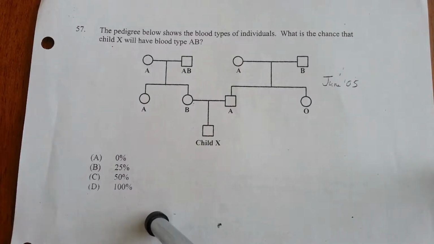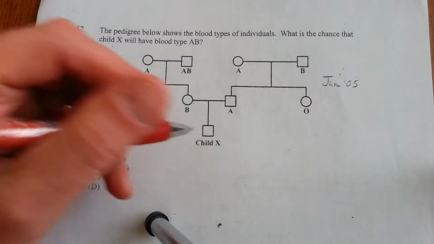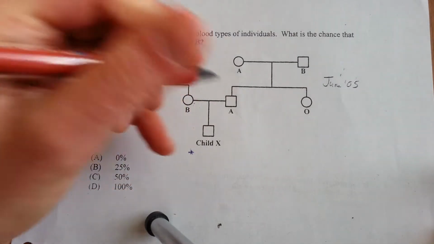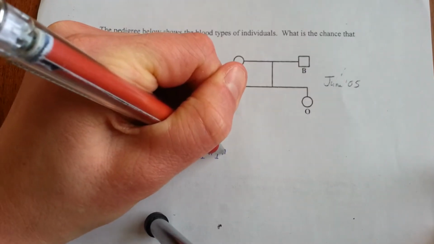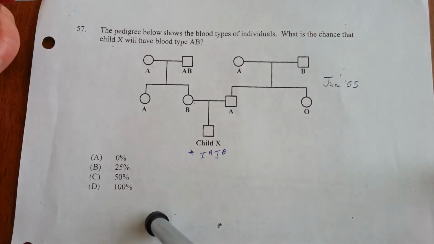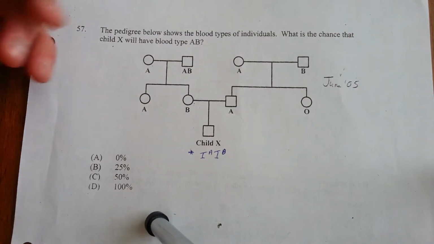Okay, this is question number 57 on sheet 2. The pedigree below shows the blood types of individuals. What is the chance that child X will have blood type AB? So here's child X, the chances of him being type AB. So we'll take a look at the information that we have here.